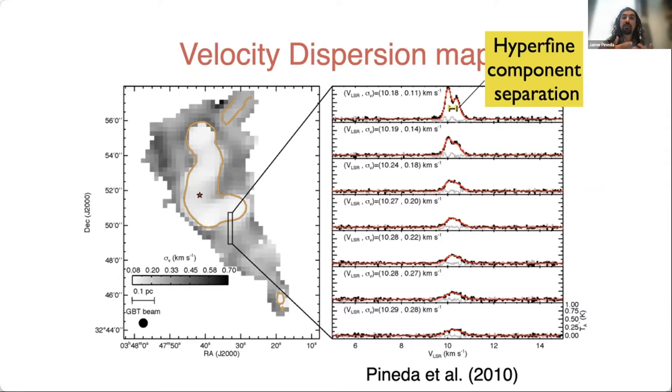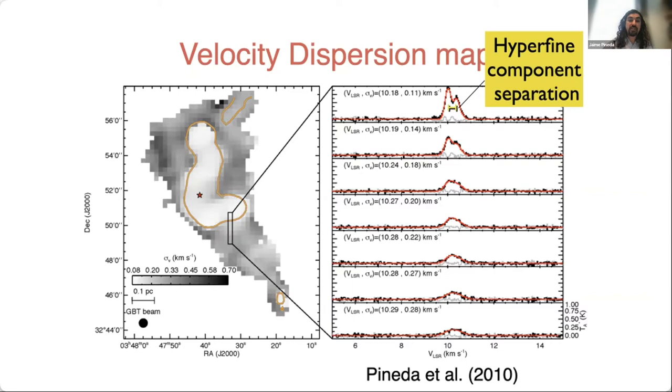So that's a very clear way to see from the data immediately if you have line widths that are relatively subsonic or supersonic, just by looking and seeing if this double peak feature is seen in the central component. So given this, we were compelled to do larger maps and many more maps to see how common this is.